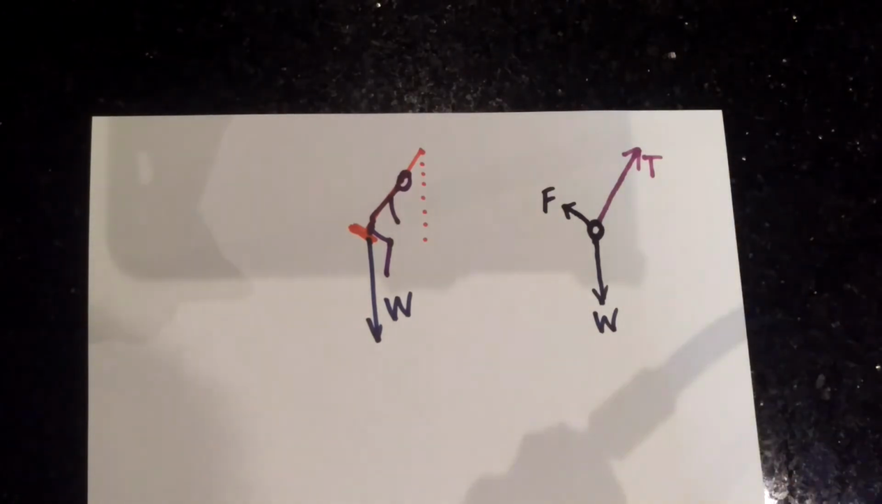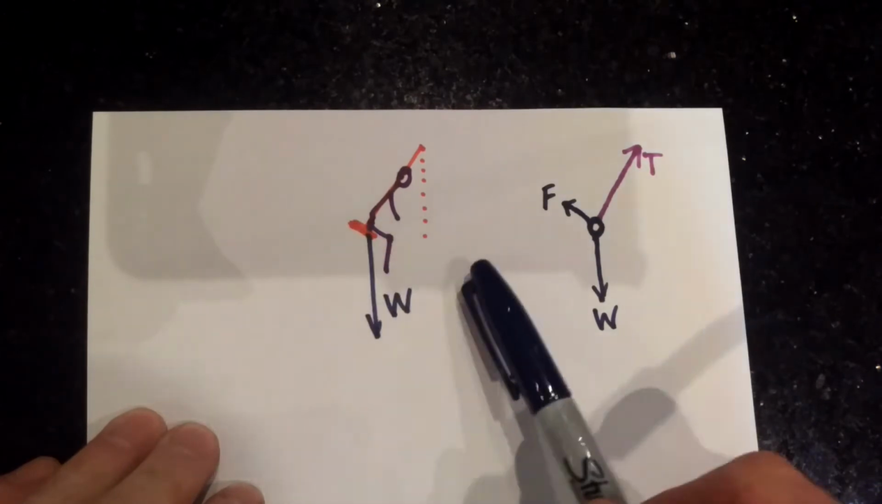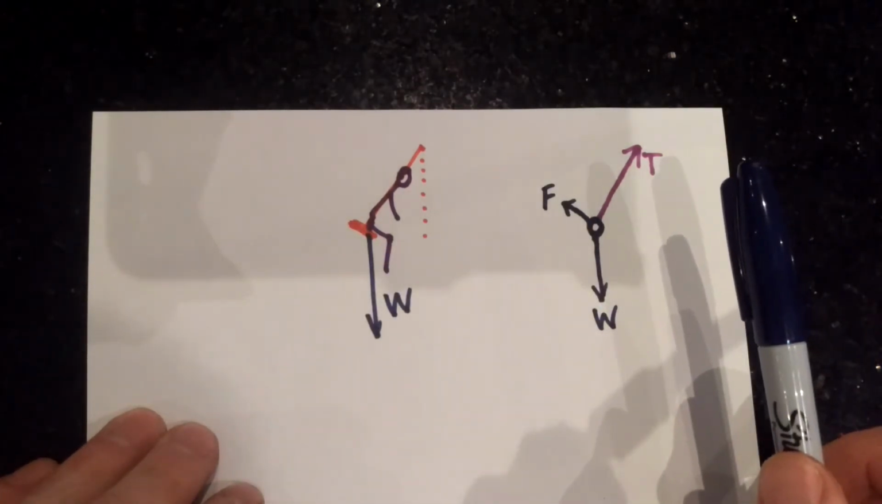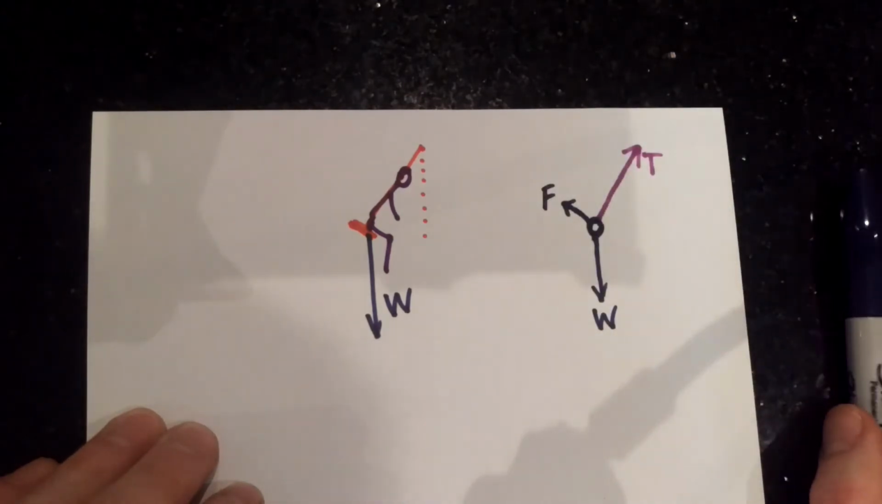Ond efo'r diagram corff rhydd, wan, da ni'n gwybod yn y sefyllfa yna, mae'r person yna'n mynd i fod yn cyflymu. So we know that the forces will cause an acceleration here, so that must mean that these forces aren't balanced in this case.